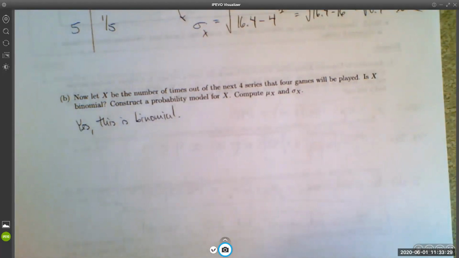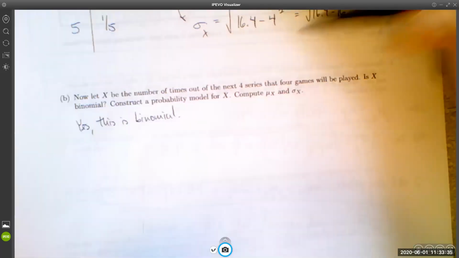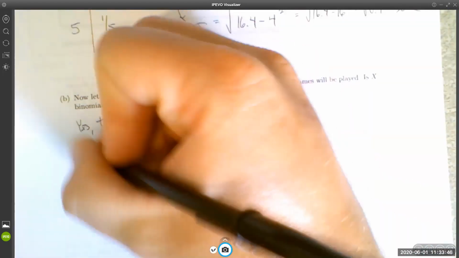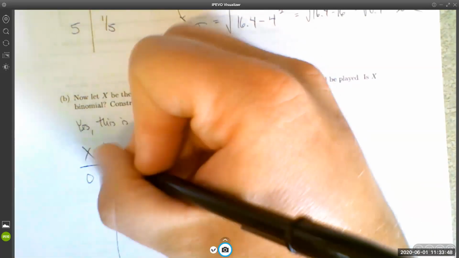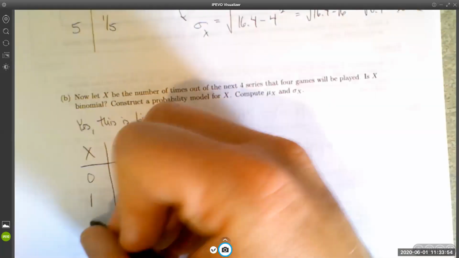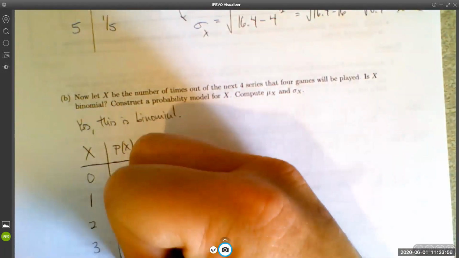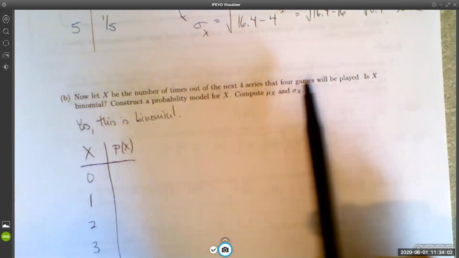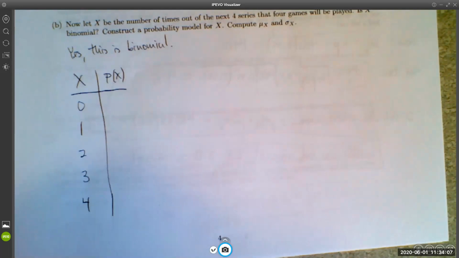It's possible that x could be 0, right? Because maybe each game in the next 4 series only requires 3 games, or it requires 5 games. Maybe none of them will require 4 games. So it's possible that x could be 0. It's possible that x could be 1, 2, 3. It's possible x could be 4, right? It's possible that all 4 of the next series require 4 games to be played, right? That is possible. So x could be anything between 0 and 4.